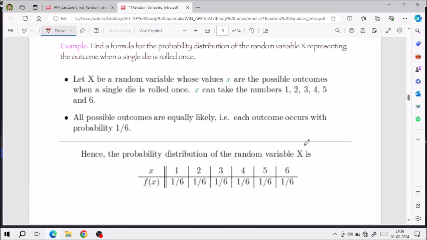Likewise here, you can consider throwing a die. In that case, possible outcomes are 1 to 6. All possible outcomes are equally likely. So the probability of occurrence of each of those outcomes is nothing but 1 by 6, and one can easily get this distribution table.